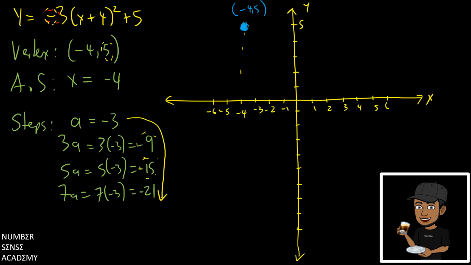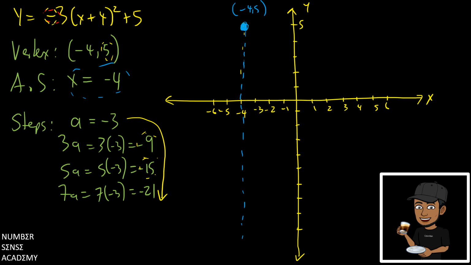Actually, let me highlight the axis of symmetry. So, boom, that's going to be all the way down there. Normally you draw it as a dotted line, but just to not get it confusing. Let me just draw it as a dotted line. Okay, perfect. So now I'm going to use my steps.